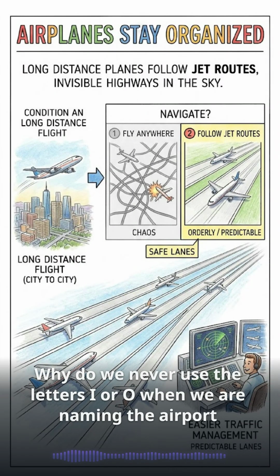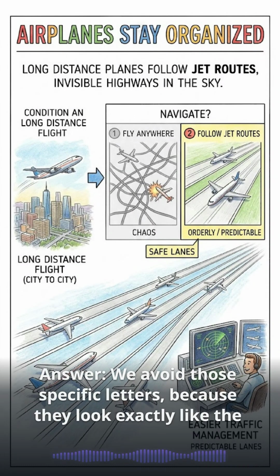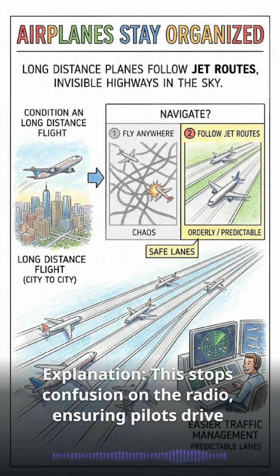23. Why do we never use the letters I or O when we are naming the airport taxiways? We avoid those specific letters because they look exactly like the numbers 1 and 0 today. This stops confusion on the radio, ensuring pilots drive down the correct path on the ground.